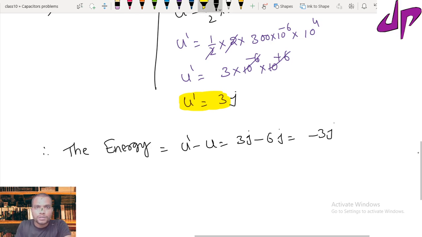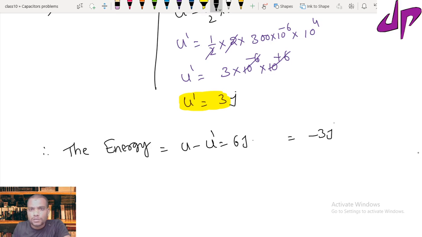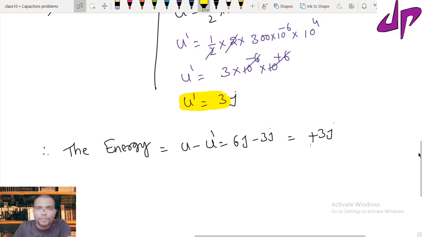Don't be confused; otherwise you can flip the terms. If you take U minus U dash, we need to find just the difference, and the minus sign supports it: 6 joules minus 3 joules equals plus 3 joules, the loss in the energy. This energy loss will be dissipated in the form of either electromagnetic radiation or heat energy.